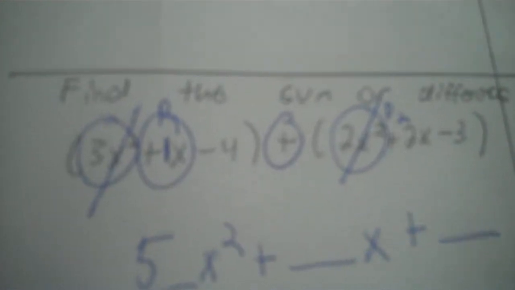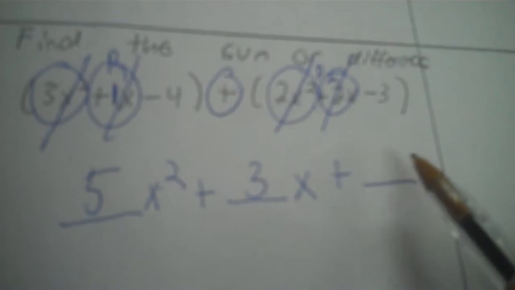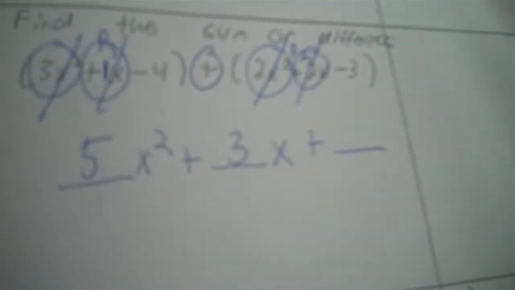Now you look for x. So I have an x here multiplied by a 1. Remember, x to the second power and x are two totally different things. Then I have an x here multiplied by a 2. So 1 plus 2 is 3. Now, this last space is for our constants. We have a negative 4 and a negative 3. So those will be added. Negative 7. There's the answer.